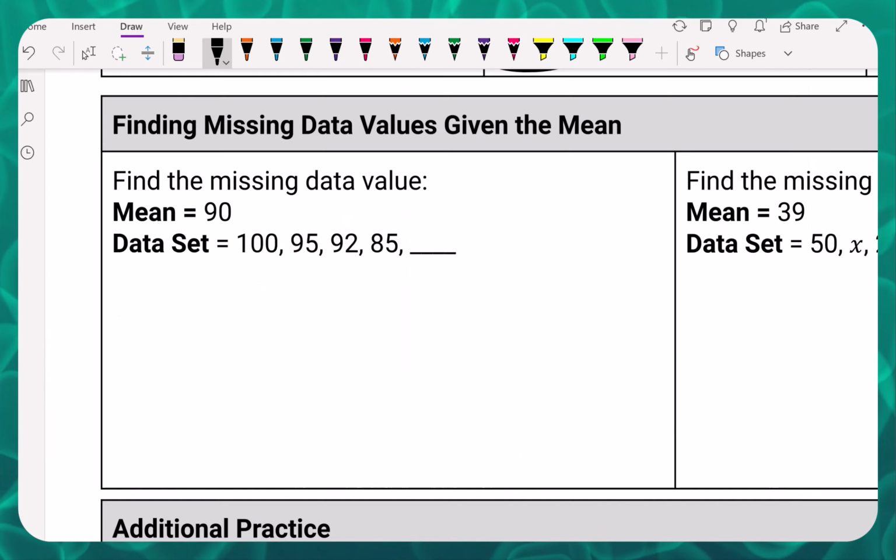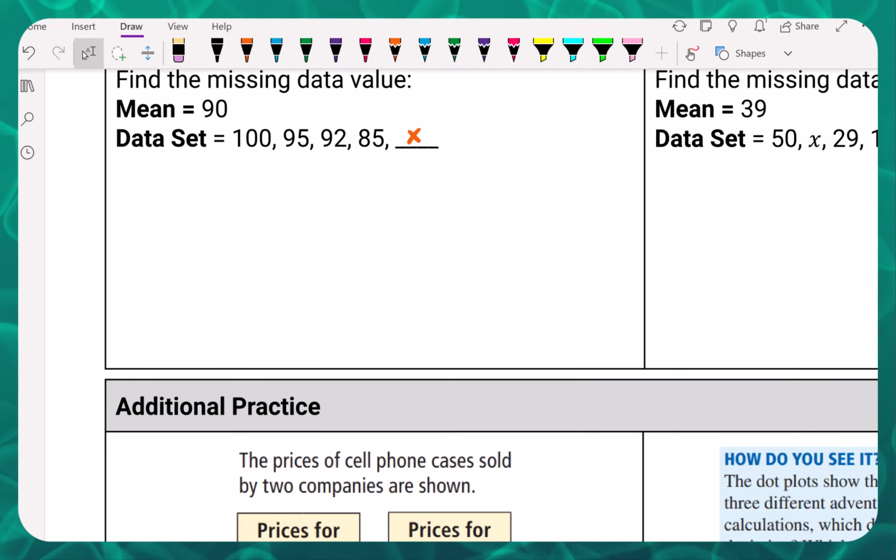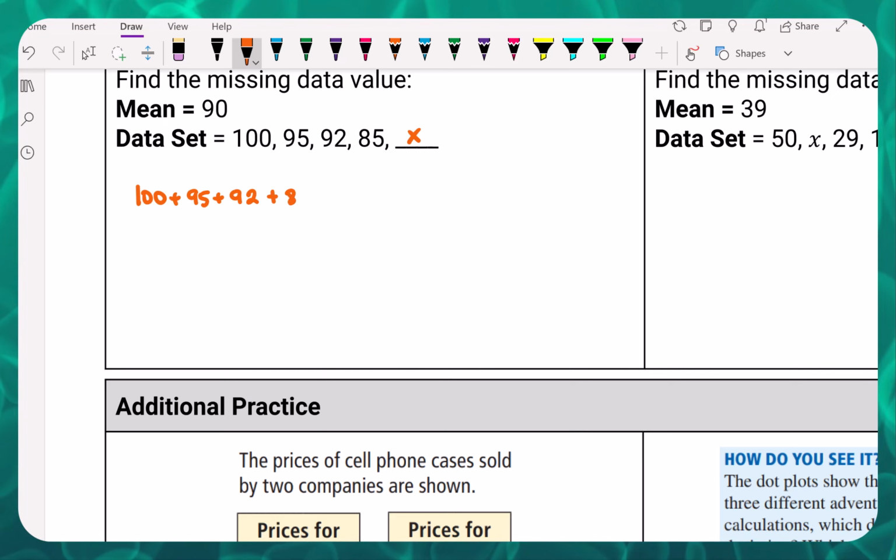All right, the next section is really important. This is a very typical ACT question. You also can see it on your benchmark as well. It says find the missing data value, and it gives you the mean. So instead of knowing all of the numbers in your data set, one of them is missing. It's really easy to set this up by hand. You're going to pretend like you know all of the numbers, but instead the missing number is going to be x, or whatever variable you choose to use.